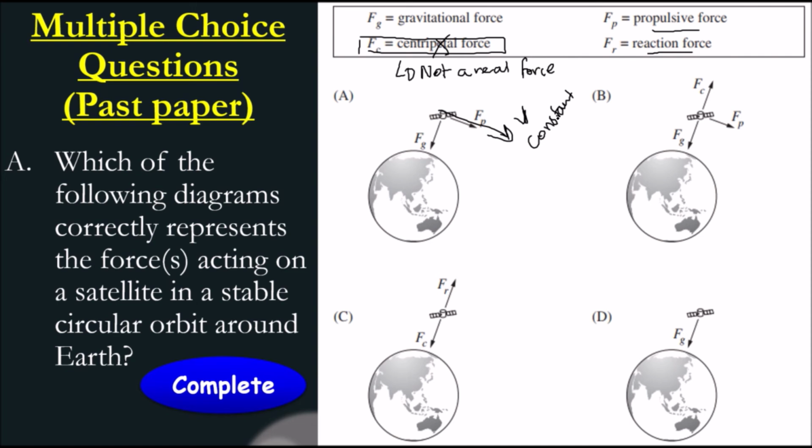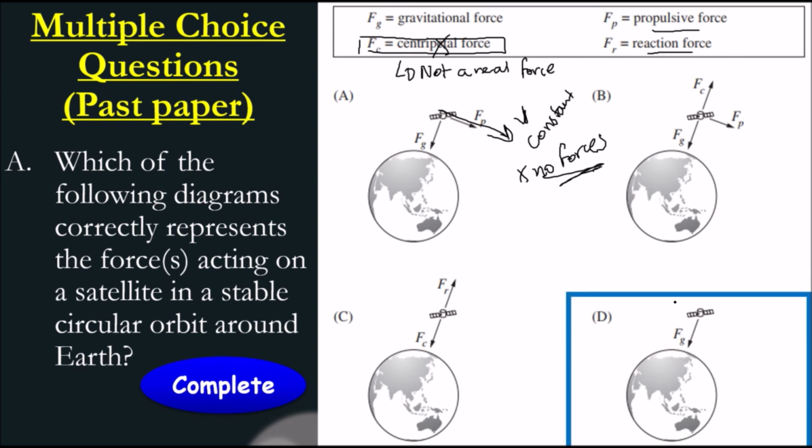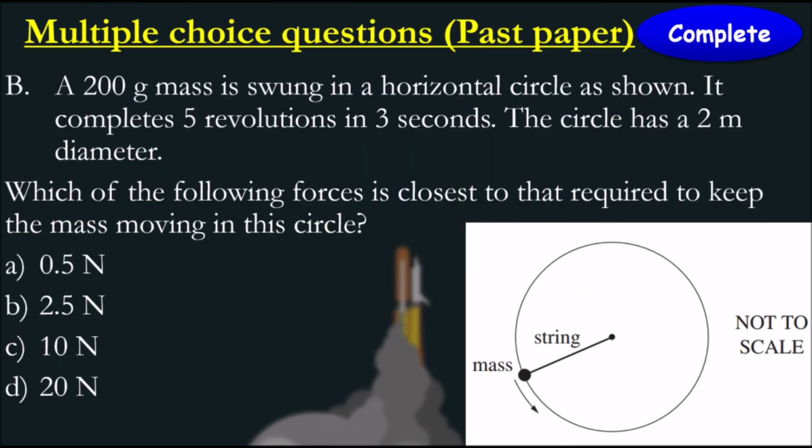So if we have a constant speed in that horizontal motion, no forces should exist in that direction, which means D is the correct answer. This is the only one that truly represents how the force of gravity is pulling the object in. And this is correctly demonstrating that the tangential velocity is constant. Okay, I might not draw that out so as not to confuse you with the force, but this is the correct reasoning. All right, next one.